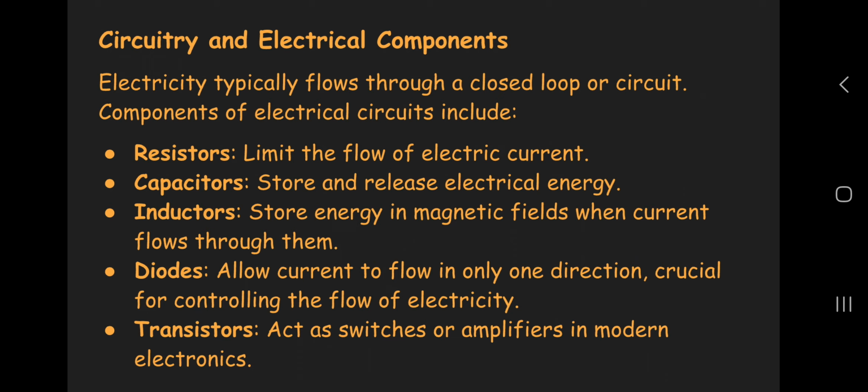Circuitry and electrical components. Electricity typically flows through a closed loop or circuit. Components of electrical circuits include resistors, which limit the flow of electrical current; capacitors, which store and release electrical energy; inductors, which store energy in magnetic fields when current flows through them; diodes, which allow current flow in only one direction, crucial for controlling the flow of electricity; and transistors, which act as switches or amplifiers in modern electronics.